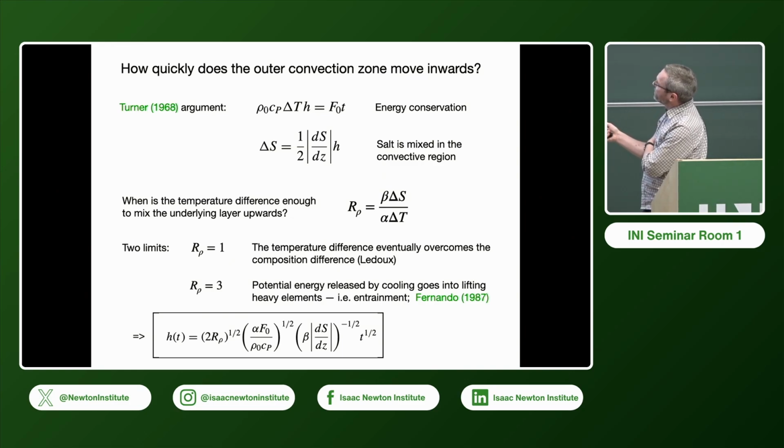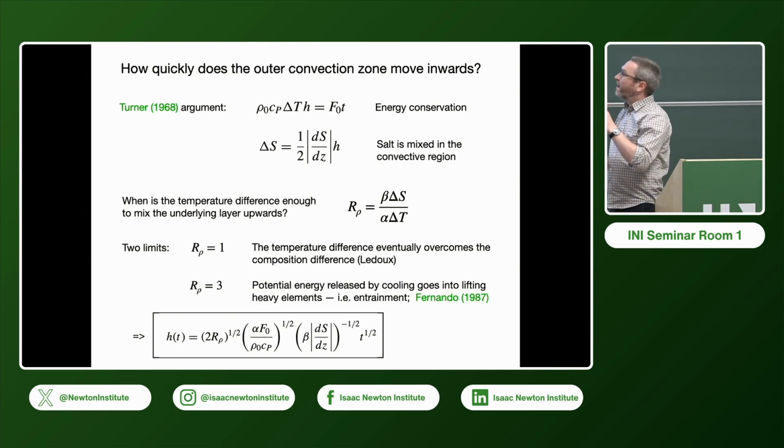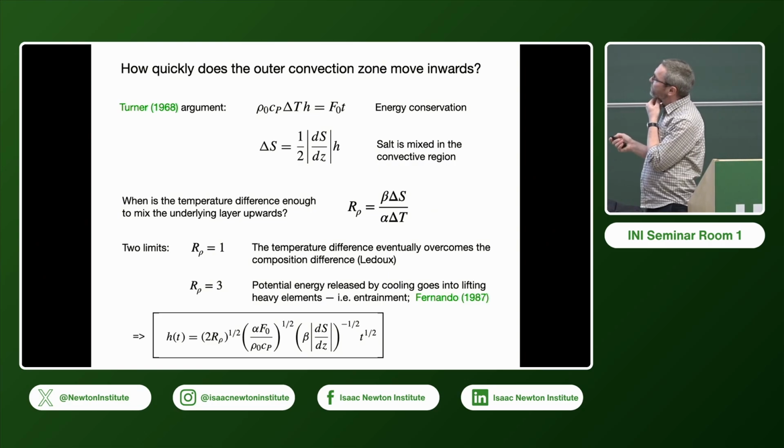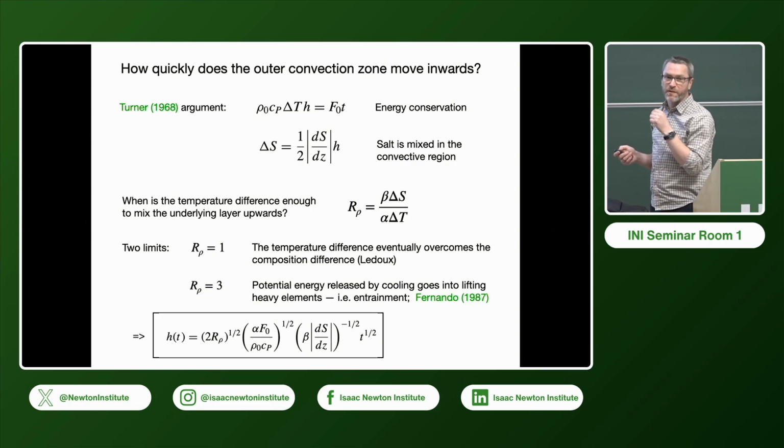When you conserve energy, you have a delta T. When you conserve salt, you have a delta S. And so you also need to put in some information about the ratio of delta S to delta T at that boundary. Turner originally took this ratio to be 1. That's equivalent to saying, like in the stellar evolution code, at the boundary I'm just going to become Ledoux unstable, and when I become Ledoux unstable, that's when I mix to the next cell.